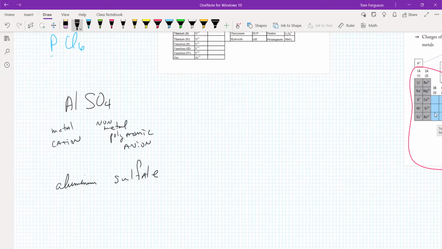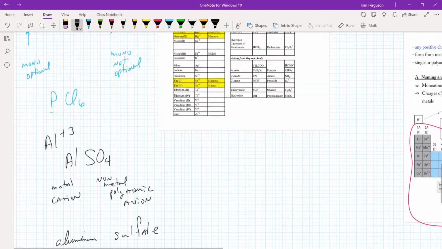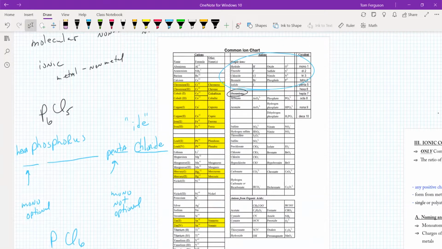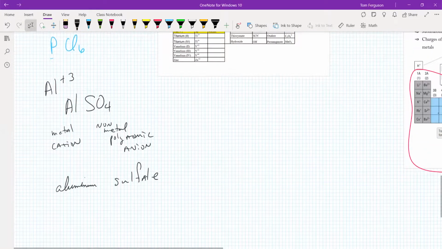If it's a metal cation and a non-metal anion, that means the charges, because there's ions now, have to be net zero. So if you look at the charge on aluminum, it is +3. There, +3. Sulfate is -2. So do those cancel each other out? No. Correct, they don't. So we've got to modify the subscripts here to make them cancel out.